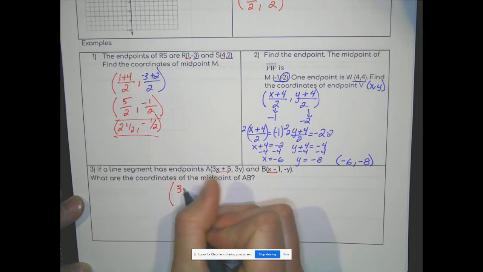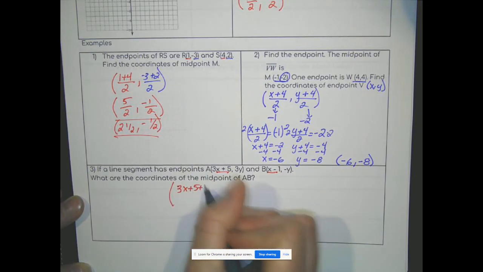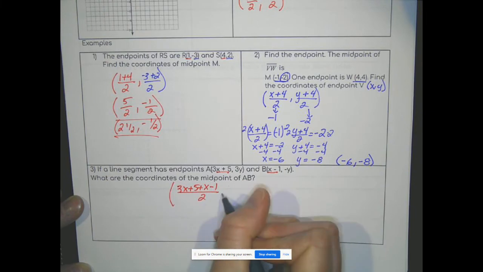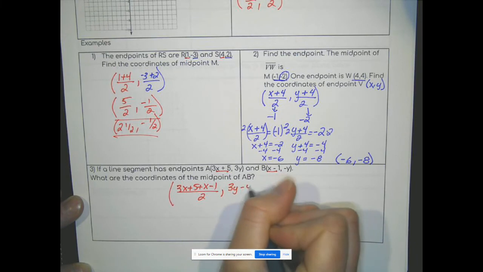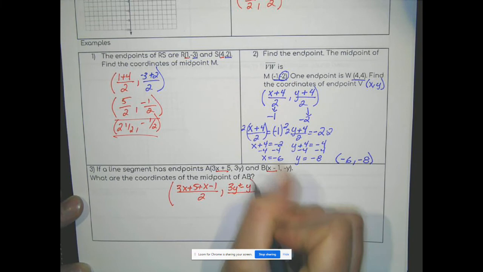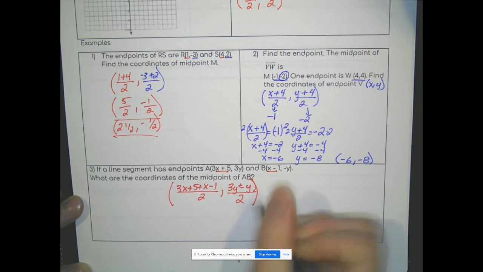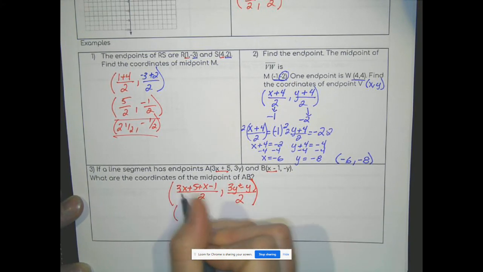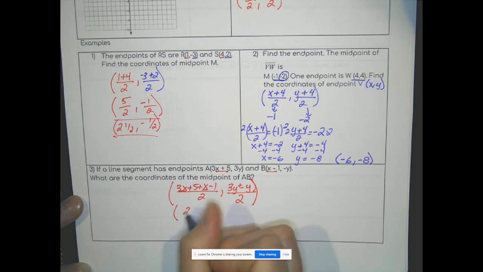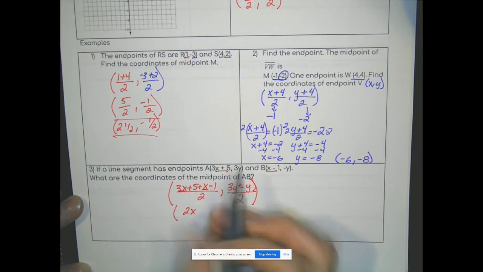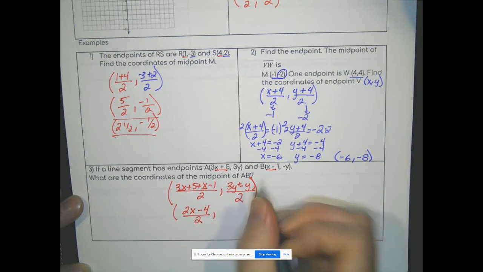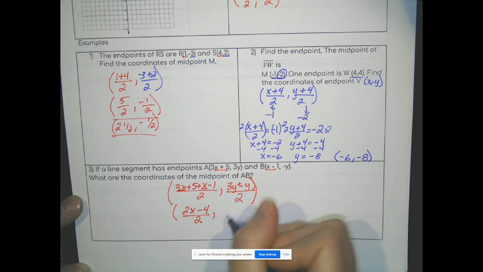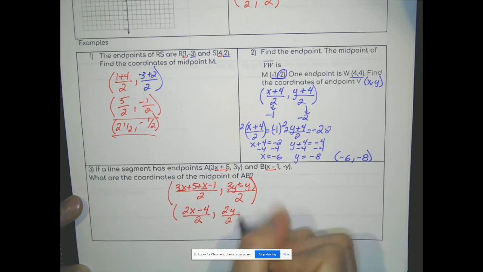So in this case, it's going to be 3x plus 5 plus x minus 1 divided by 2. That's going to be my x value. And my y value is going to be 3y minus y, or 3y plus negative y, excuse me. So 3x plus 1x, that's going to be 2x. 5 minus 1 is 4, divided by 2. 3y minus 1y is 2y divided by 2.